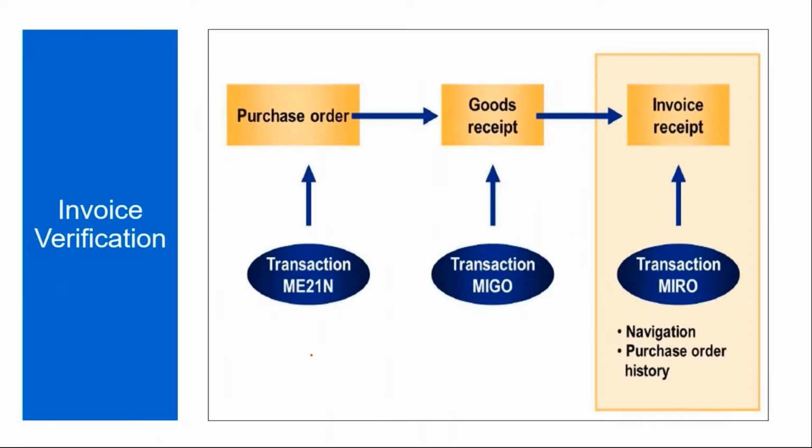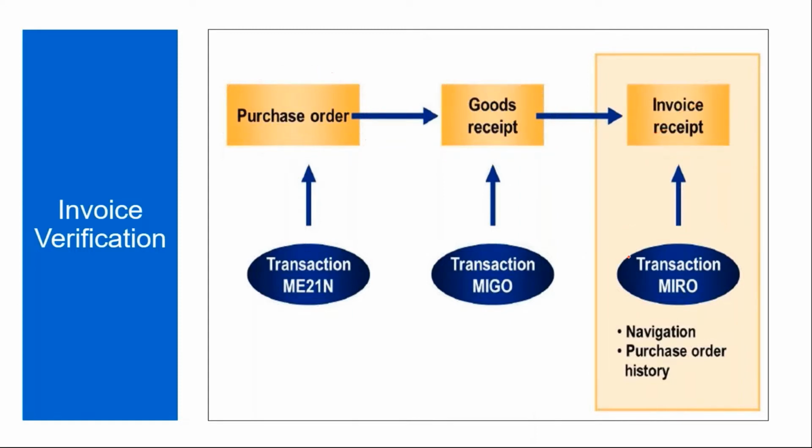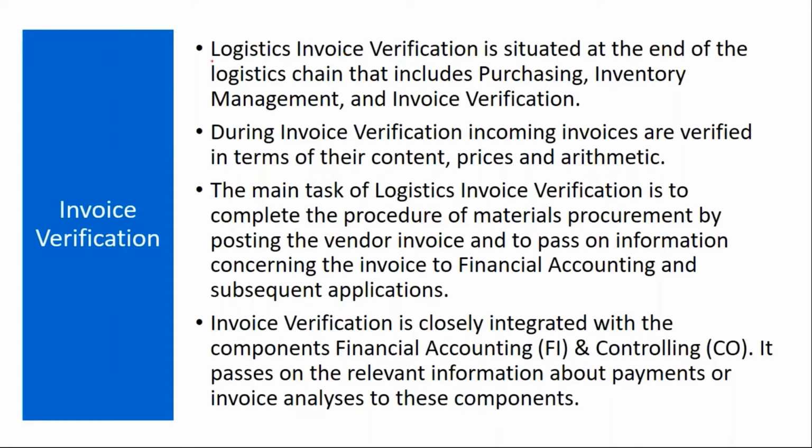Basically, we discussed invoice verification already. In the purchasing cycle, invoice receipt is the last step. They create the purchase order, against the purchase order the supplier supplies the material, they do the goods receipt, and after that the final step is invoice receipt. The transaction is MIRO. In our initial classes we covered this, but from here onwards we will go in depth into this MIRO invoice receipt function. Logistics invoice verification is situated at the end of the logistics chain. It includes purchasing, inventory management, and invoice verification. So it's basically the last step.